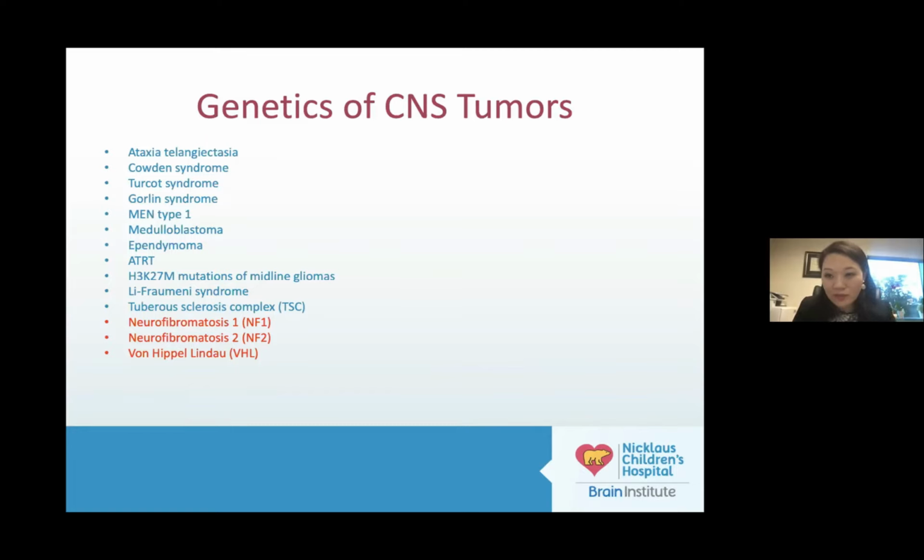And then, of course, as we mentioned previously, TSC also leads to SEGA, which is a low-grade tumor, but I have already covered it in my epilepsy portion of the talk. Li-Fraumeni is the other one that I will not have time to go through. It is a p53 mutation, and in the pediatric population, you will see an association with some brain tumors, including choroid plexus carcinomas at an early age.